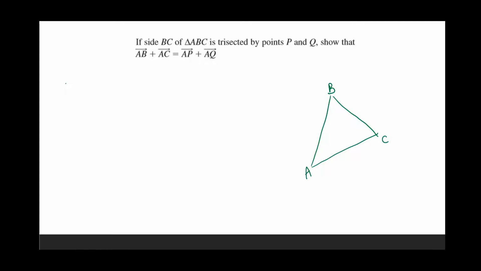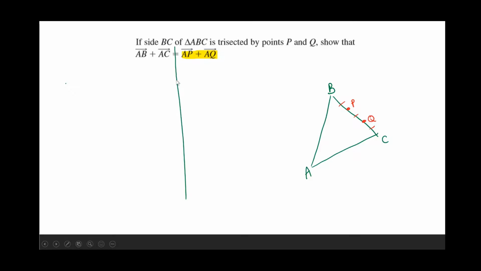Okay, time for the two examples. So this one, it says, if side BC of triangle ABC is trisected, so cut in 3 equal parts, by points PQ, show that this relationship is true. So first of all, the word trisected. Let's put PQ and indicate by tick marks these 3 slices are identical size.